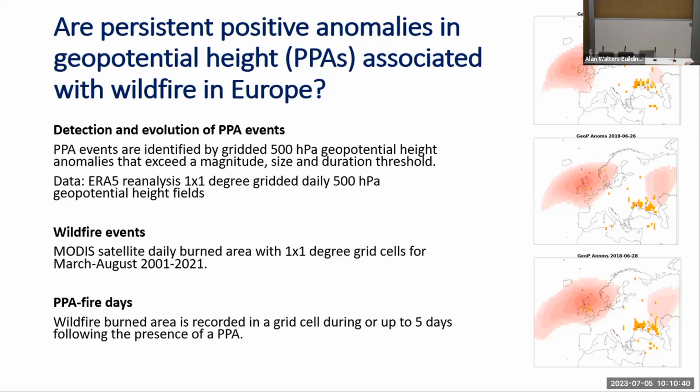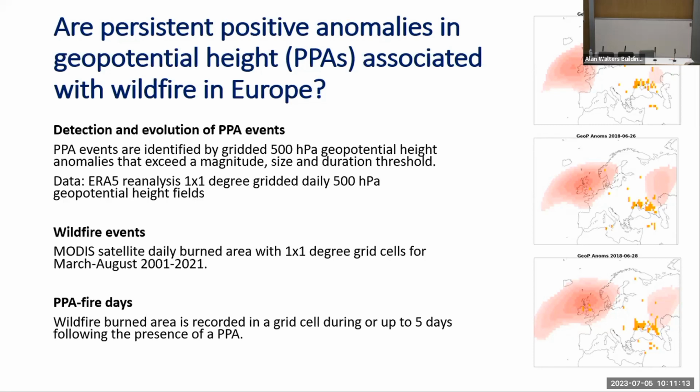So we did that for Europe through 2001 to 2021, primarily focusing on the March to August timeframe, so trying to capture the main spring and summer fire seasons for different areas of Europe. For wildfire events, we used the MODIS satellite daily remote sensing burned area product, again at the 1 by 1 degree grid cell level. And so each grid cell contained a daily burned area total.